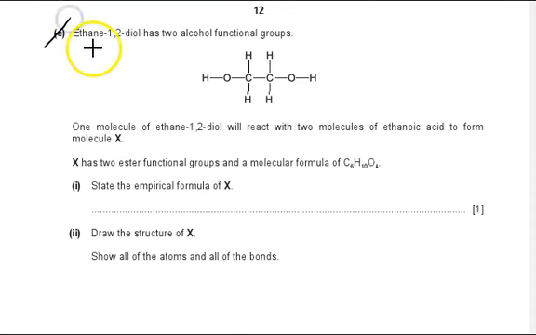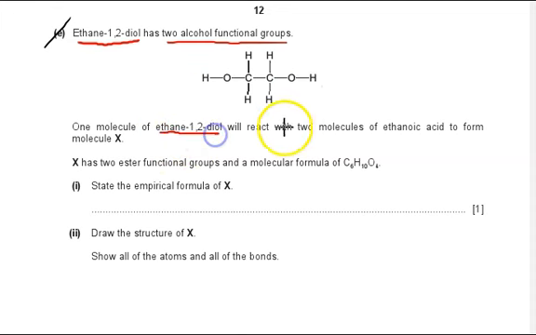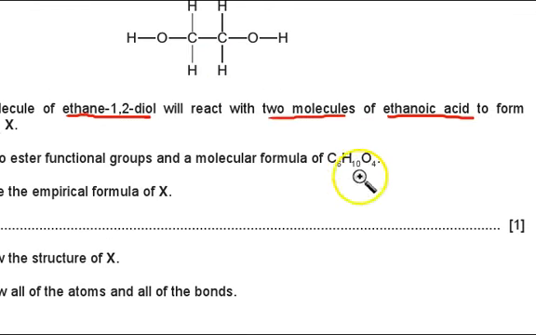Okay, ethane-1,2-diol has 2 alcohol functional groups, which is this. One molecule of ethane-1,2-diol will react with 2 molecules of ethanoic acid to form molecule X. So X has 2 ester functional groups, and the molecular formula of this, you can see it, is C6H10O4.